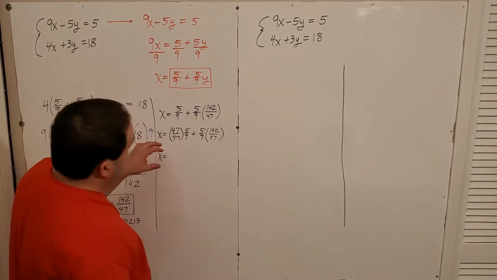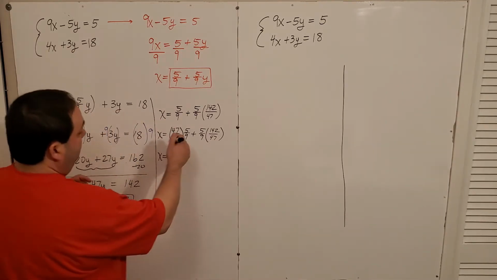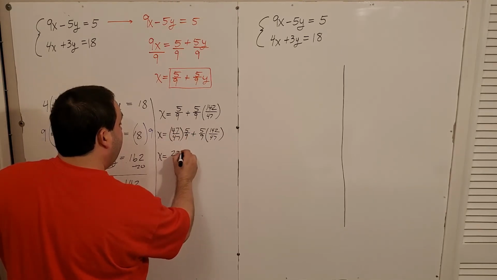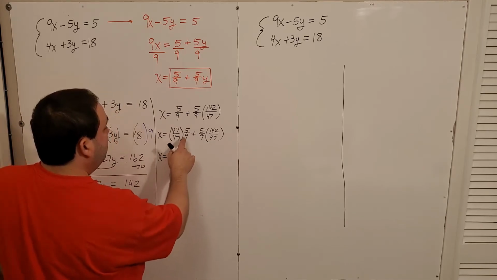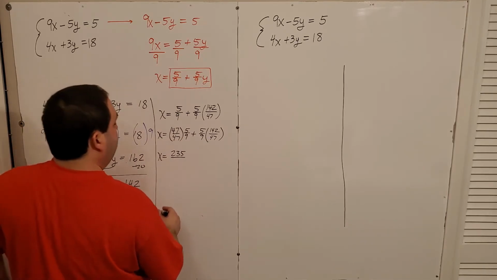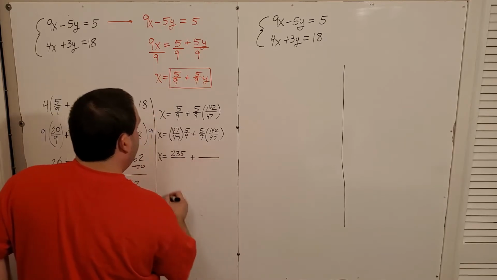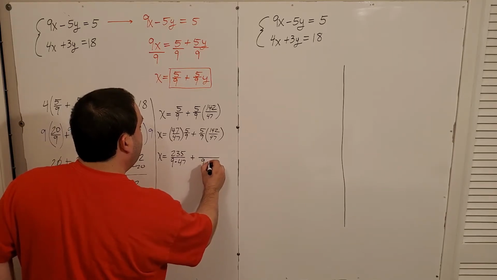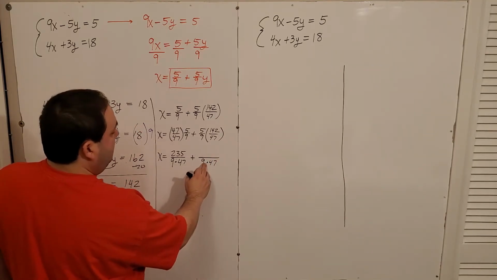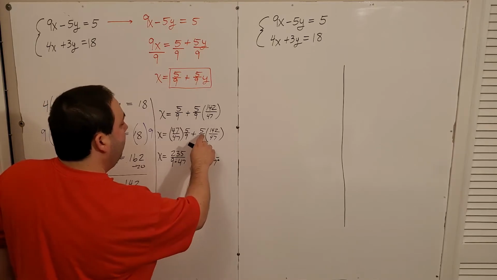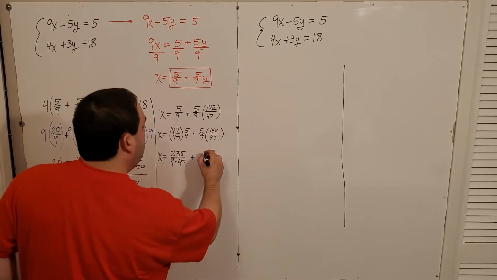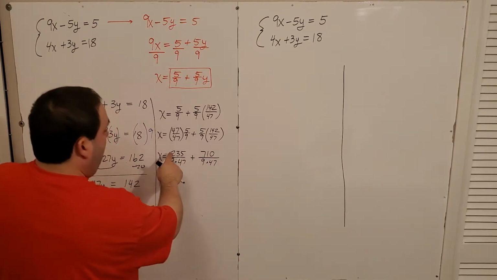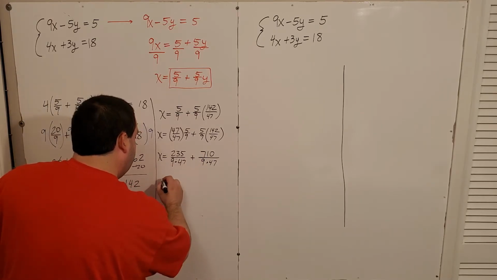Okay? So I'm going to multiply these. And what I get is 235 over 9 times 47. You know what I'm going to do? I'm going to leave that as 9 times 47 because I think it's going to reduce. Let's leave that as 9 times 47. Then 5 times 142 is 710. Yeah. So then I'm adding with the common denominator here.